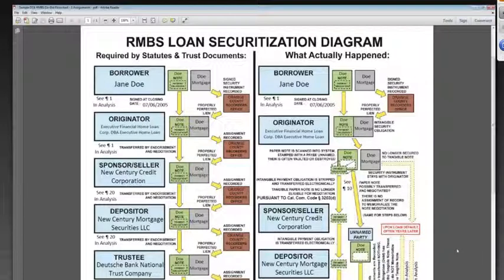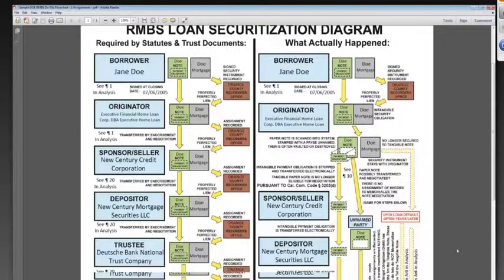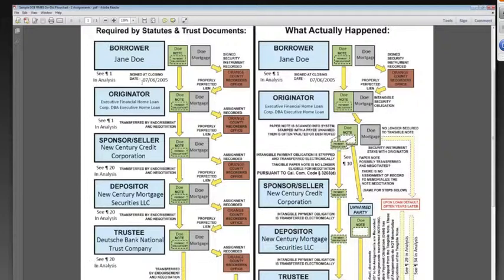So here we go. At the top, we have Jane Doe. Jane Doe signed at closing. Here's the closing date, July 6, 2005. Now, when she closed, on the same day, she signed a note and a mortgage. That mortgage, as a security instrument, was sent into the county recorder's office, where it was indexed, filed, and recorded. All right, and then it was sent to the originator.